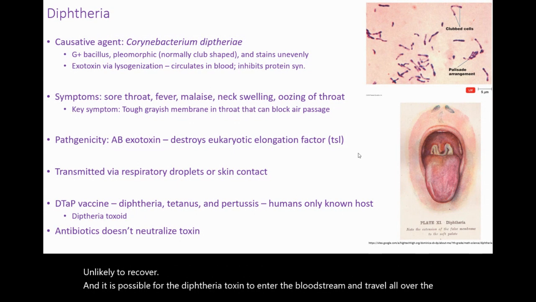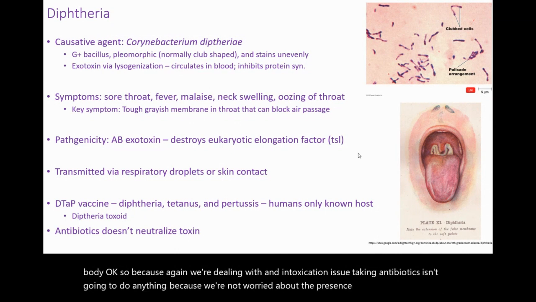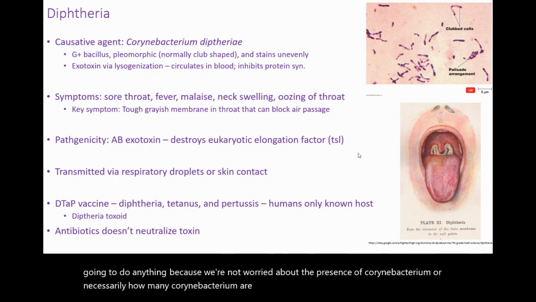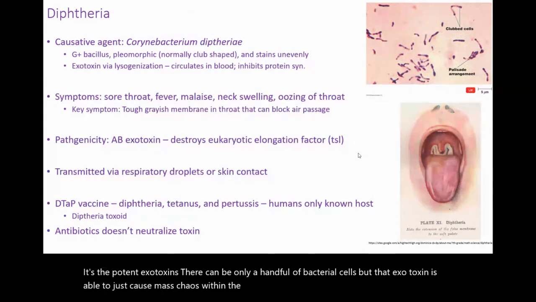Because we're dealing with an intoxication issue, taking antibiotics isn't going to do anything, because we're not worried about the presence of Corynebacterium or necessarily how many Corynebacterium are in the body. It's the potent exotoxin. There can be only a handful of bacterial cells, but that exotoxin is able to cause mass chaos within the host. So again, antibiotics aren't really effective in treating this particular disease.